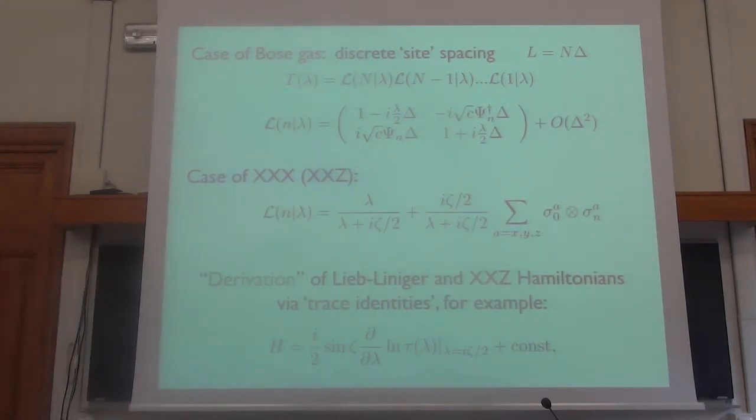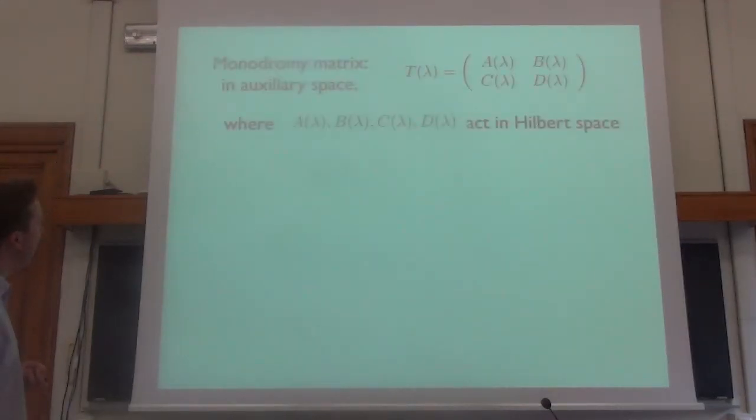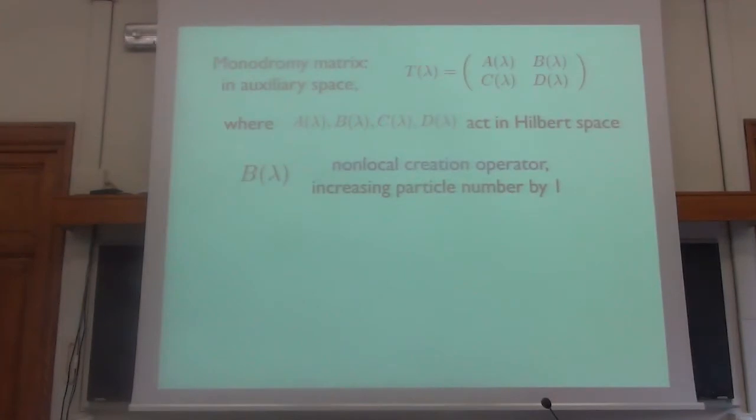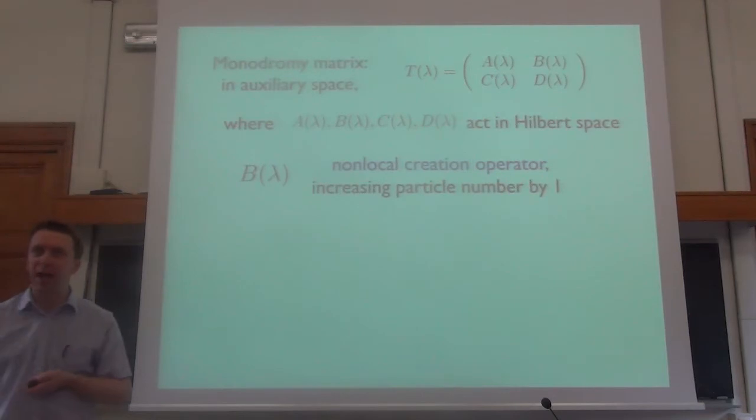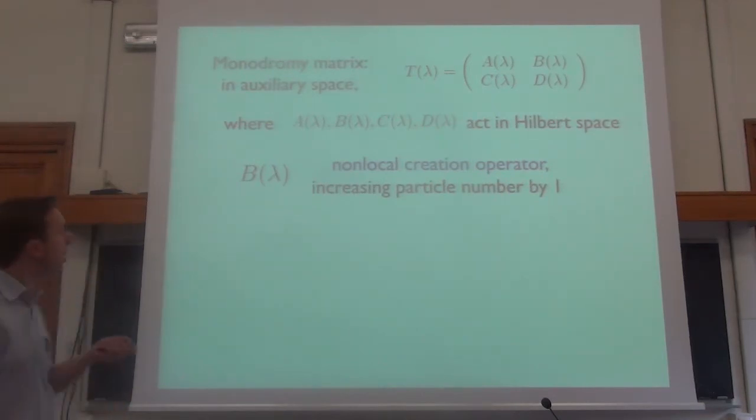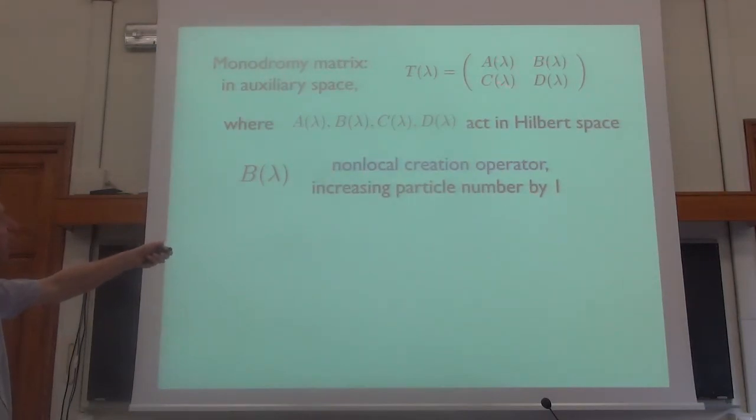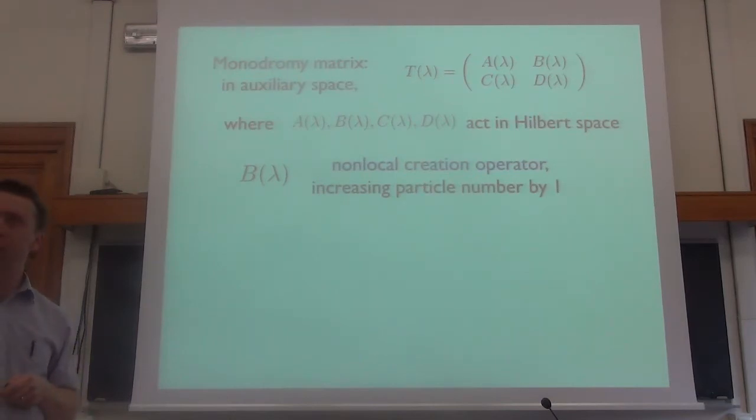Okay, so that's all very nice, but it all does stuff that we could do before, right? Write down the XXX chain and the Lieb-Liniger model and solve them. But there are other things that it can do. Okay, so well, let's see. The nice thing is that wave functions within the algebraic Bethe ansatz are extremely simple objects. So the monodromy matrix here you can write as a matrix in auxiliary space, in this case a 2 by 2 space, where each of these objects here is now an operator in Hilbert space, in the full Hilbert space.